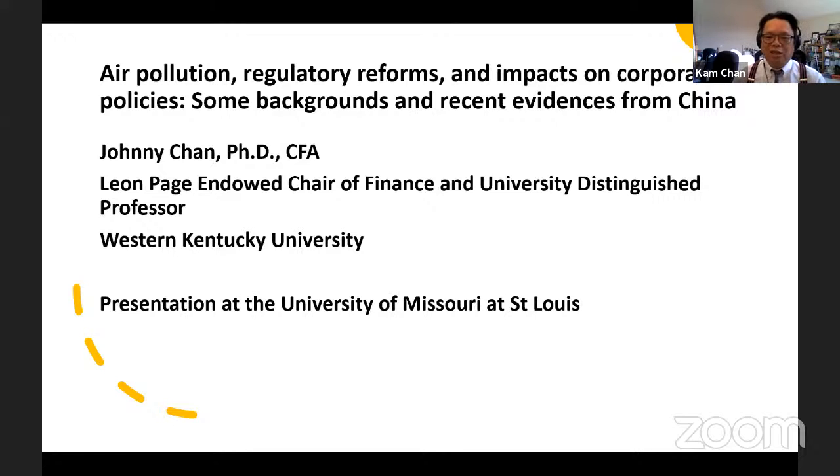So we are talking about more from an economics or business finance perspective. We actually have a term called green finance. Essentially it talks about these environment-related finance topics. My topic here is to integrate some of these topics, as well as share with you some of my recent research in the area.